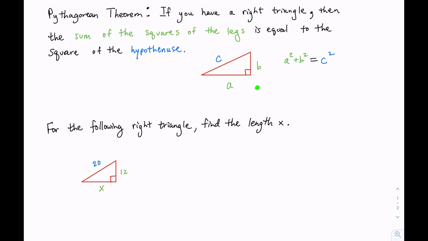So you could draw a triangle here, and then what you want to do is label the legs. So one leg is called A, another leg is called B, and the hypotenuse is called C. And if this is a right triangle, then we have this relationship here: A squared plus B squared is equal to C squared. Let's put this into use.